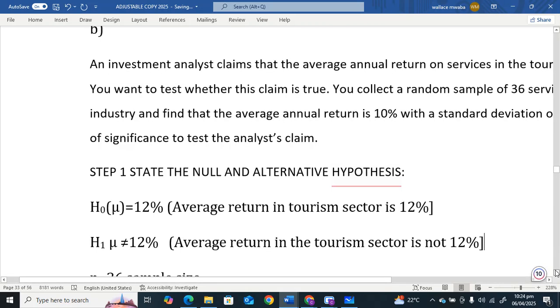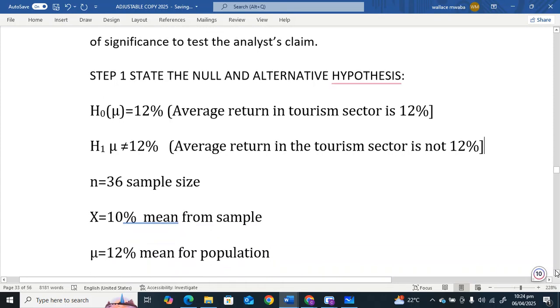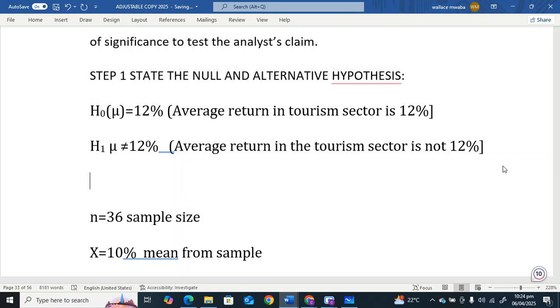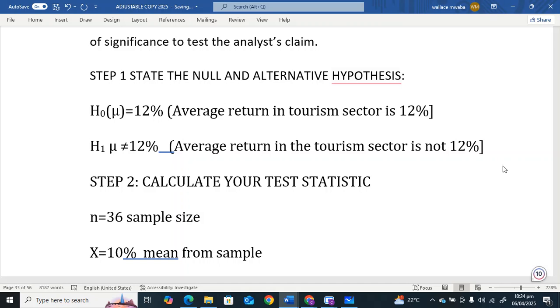All right. So after you've stated the null and the alternative hypothesis, step two, calculate your test statistic. With these hypothesis tests, the test statistic is what we calculate.